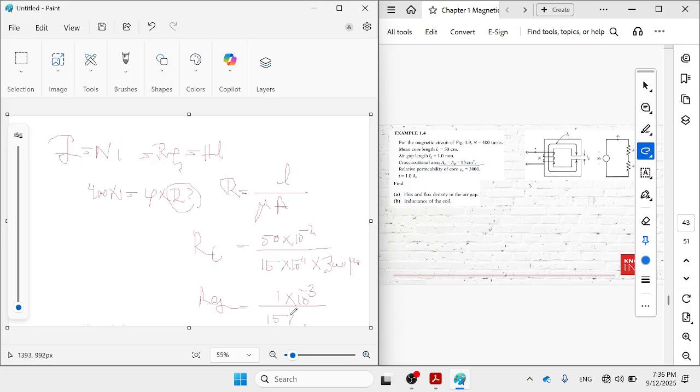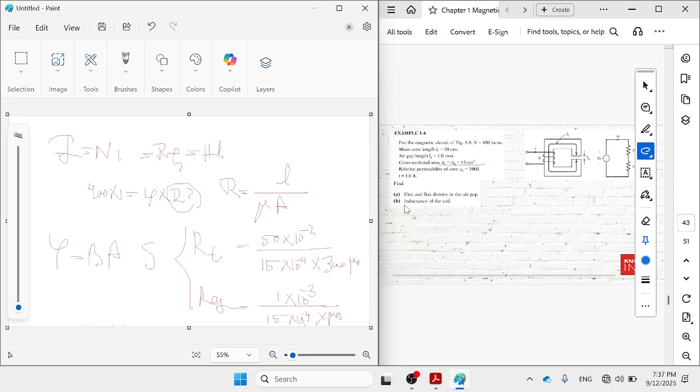15 times 10 to the minus 4 times mu 0. Then these two are connected in series, so they must add to each other. Then we can find the reluctance, find phi, and find the flux density, which is B. We know phi equals BA.